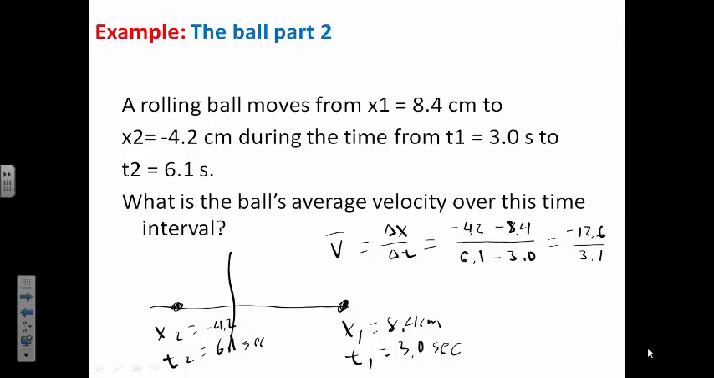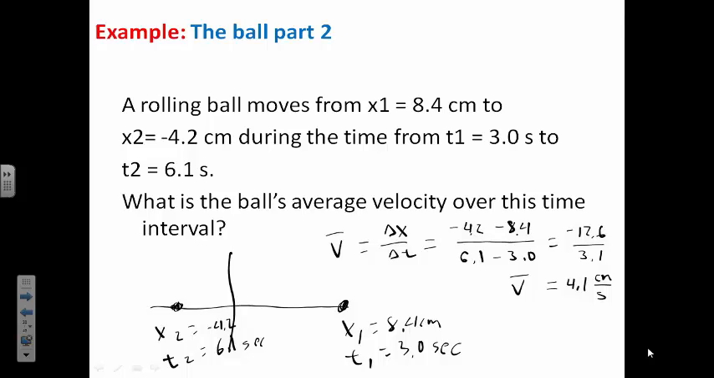It's 4.06, which we could call 4.1, and the units are centimeters per second. So our average velocity for the ball during this trip is 4.1 centimeters per second. And notice that the units of velocity are distance divided by time. They tell us the rate at which our ball is changing its position.